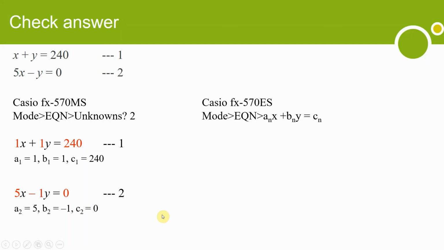For Casio 570ES and above, the program looks like this. Follow this sequence and you do the same as well. Then you should get the answer for the equations.